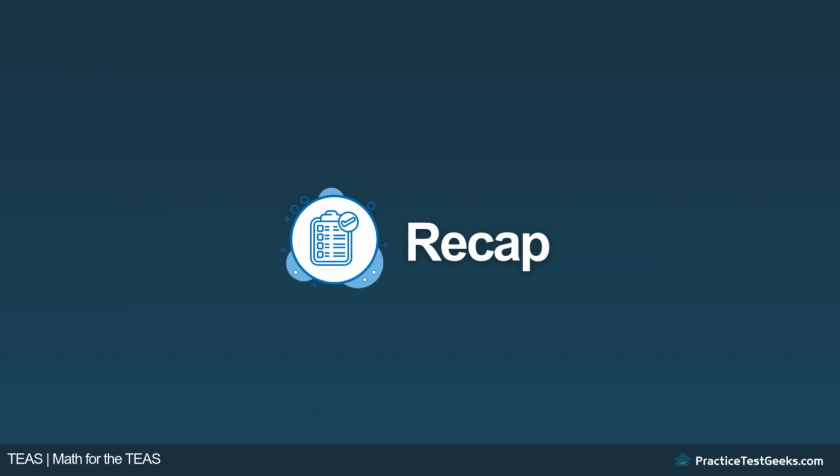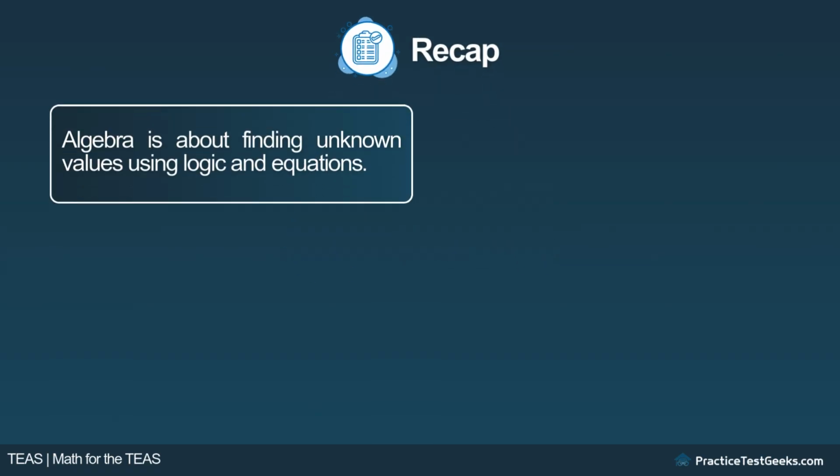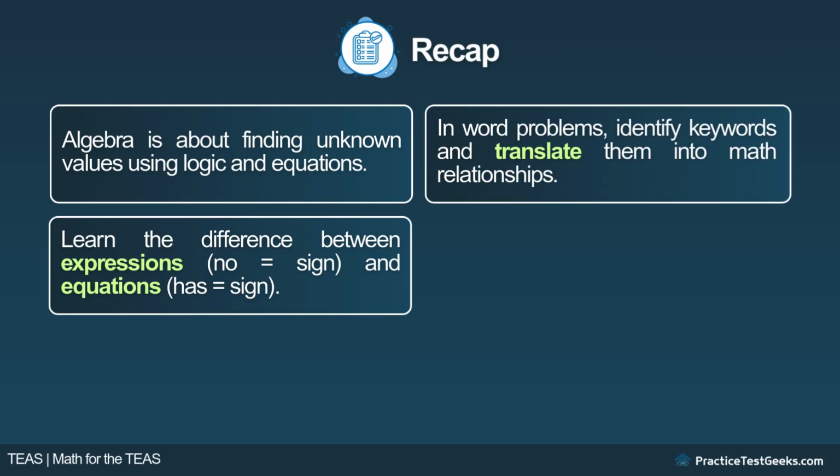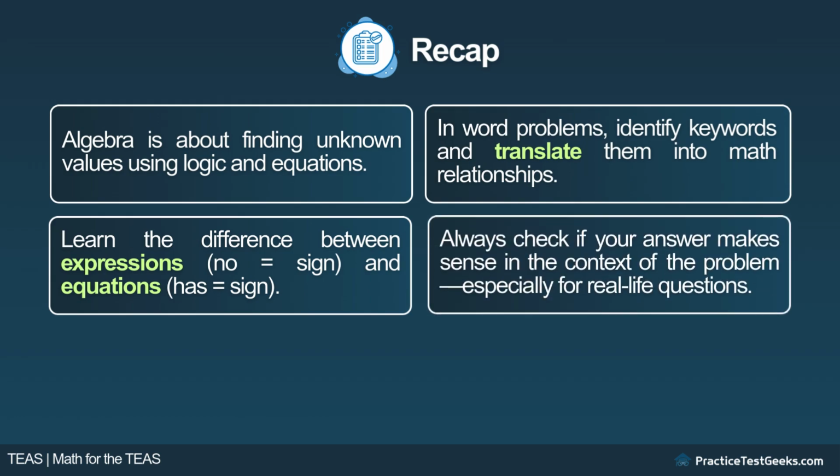Let's quickly lock in the key points. Algebra is all about finding unknown values using logic and equations. Know the difference. An expression has no equal sign, like 2x plus 5. An equation does, like 2x plus 5 equals 11. When solving word problems, look for clue words and translate them into math relationships. Check if your answer makes sense in the real-world context. Especially on medical-based TEAS questions, it's not just about the math, it's about the meaning behind it.